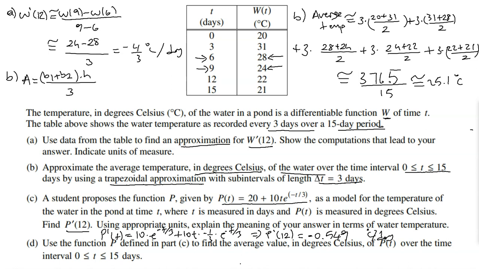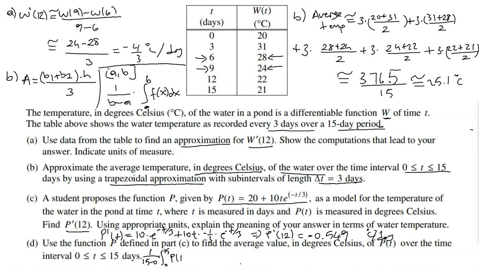In part D, it says to use the function P defined in part C to find the average value. If you remember the formula, if I want to find the average value of something on a specific interval from a to b, we're going to do 1 over b minus a times the integral from a to b, taking the definite integral of this expression. We're going to do exactly the same thing. From 0 to 15, the average value is going to be equal to 1 over 15 minus 0 times the integral of, what is my function?